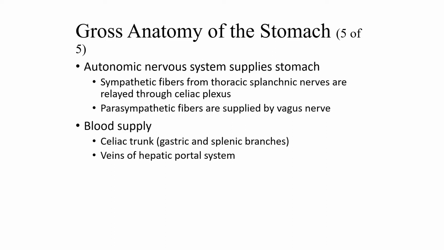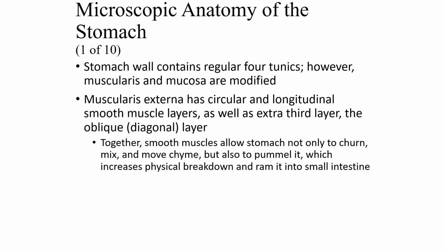The blood supply for the tissues comes off of the celiac trunk, and the artery that goes to the stomach is called the gastric artery, and the artery that goes to the spleen is called the splenic artery. And then the stomach's blood is drained by the hepatic portal system veins.